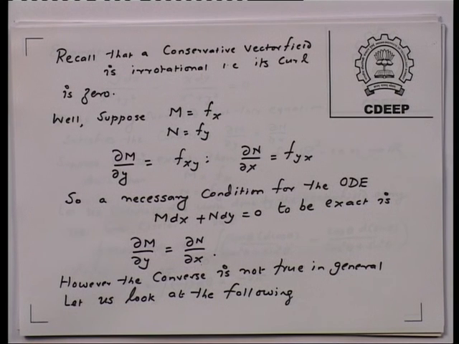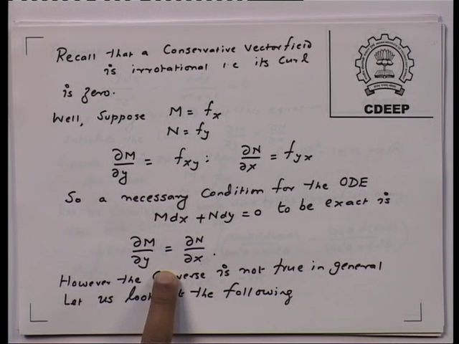This is exactly the condition that the curl of the vector field is 0. Remember, our vector field is m i plus n j plus 0 k, and m depends upon x and y, n depends only upon x and y. So when you write down the curl condition, you are going to get k times del m by del y minus del n by del x, that should be 0. The coefficient has been written down.